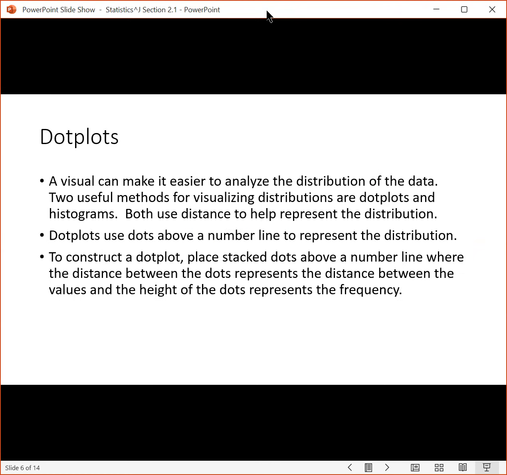A visual can make it easier to analyze the distribution of the data. Two useful methods for visualizing distributions are dot plots and histograms. Both use distance to help represent the distribution. Dot plots use dots above a number line to represent the distribution. To construct a dot plot, place stacked dots above a number line where the distance between the dots represents the distance between the values, and the height of the dots represents the frequency.